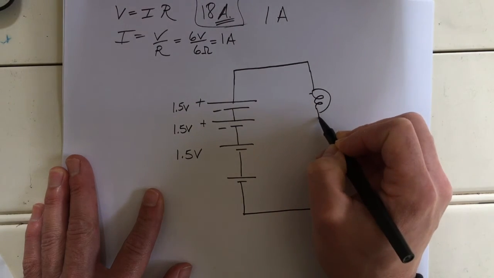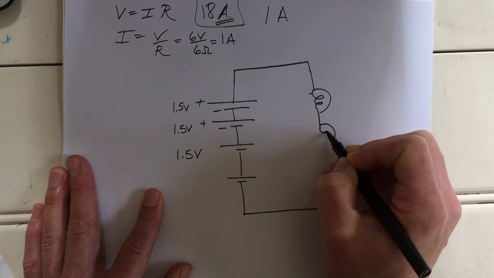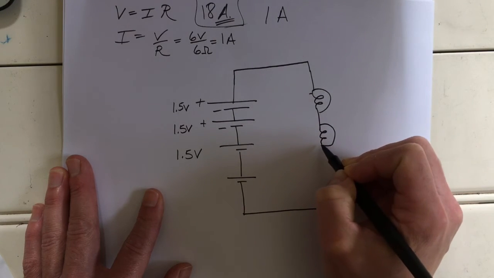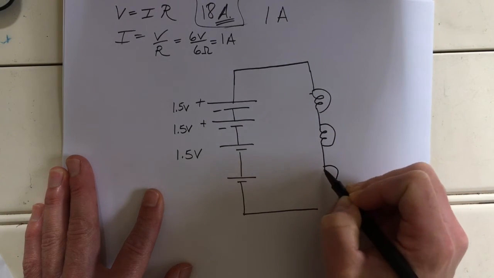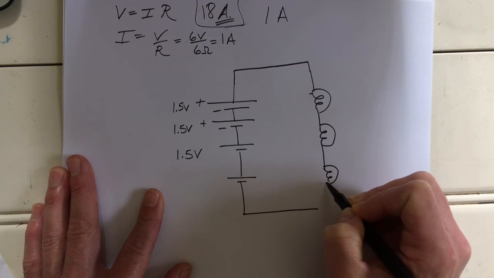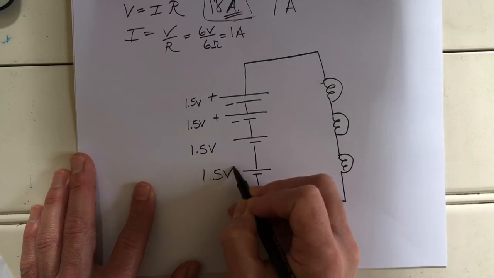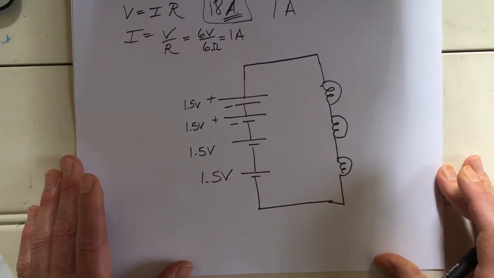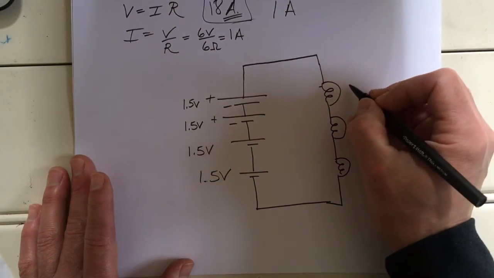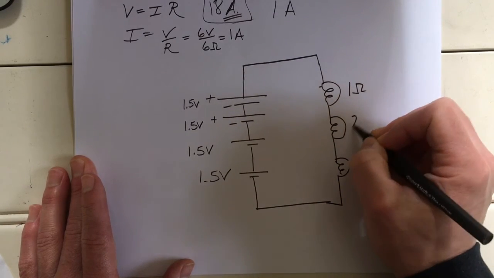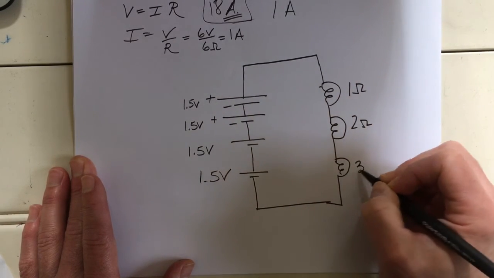Okay, there's 1 bulb. I think we said we were going to use 3 bulbs. Yeah, 1, 2, and a 3. Bulbs aren't perfect. All right, so it's starting to look like that right there, right? And I'm going to go ahead and label these. I'll say this is the 1 ohm bulb, this is the 2 ohm bulb, this is the 3 ohm bulb.